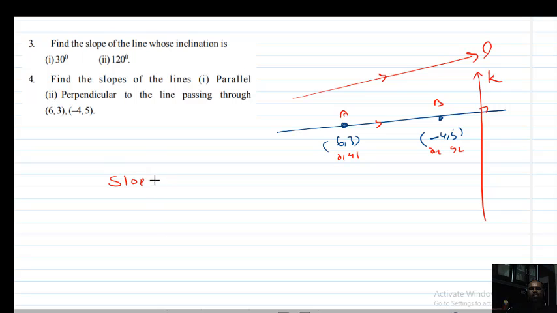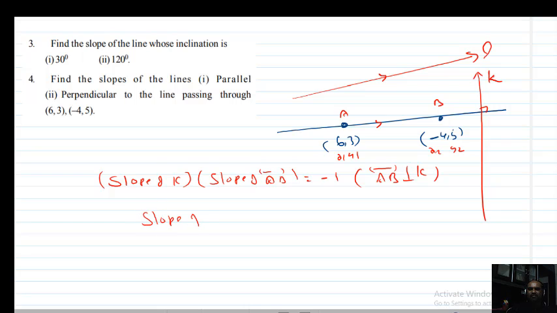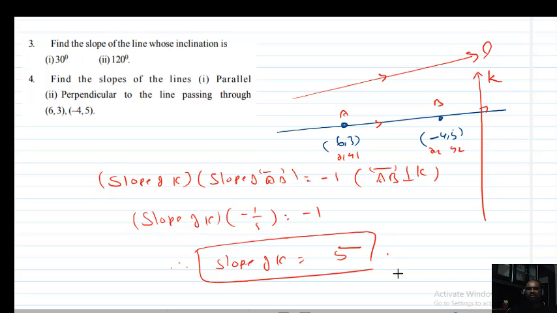Slope of K into slope of AB equal to minus 1. Why? They are perpendicular. AB is perpendicular to K. Slope of K into slope of AB, minus 1 by 5, equal to minus 1. Therefore slope of K equal to 5. Okay students.